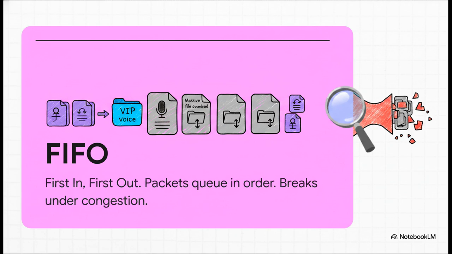But, as you can probably guess from our earlier best effort discussion, putting our VIP voice packets at the very back of a line behind a massive file download is a surefire recipe for dropped calls and terrible jitter. I mean, FIFO works totally fine if the link is completely empty, but it completely breaks down the second congestion occurs.